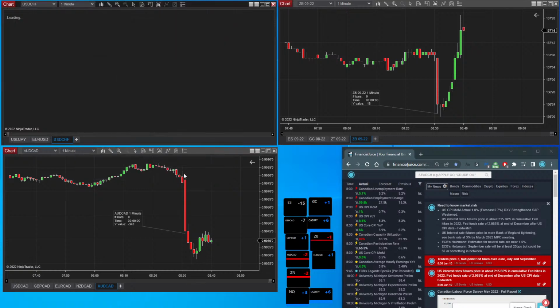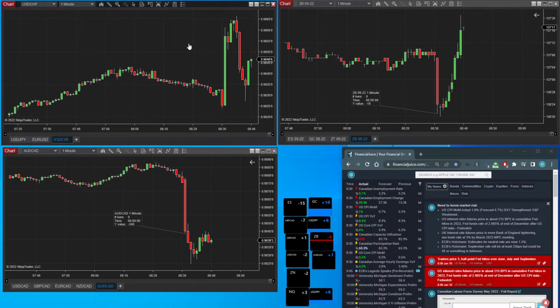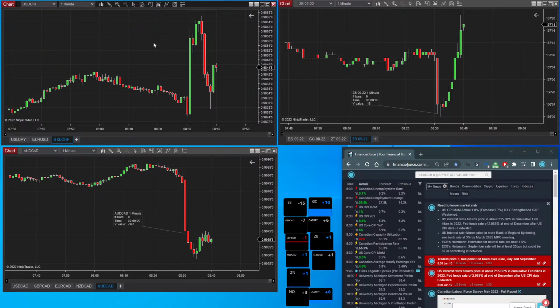I've said this before, but it's always quite nice when the markets react in the way that you expect them to, and you get nice trades like this. 36 pips up. So 36 pips up there.